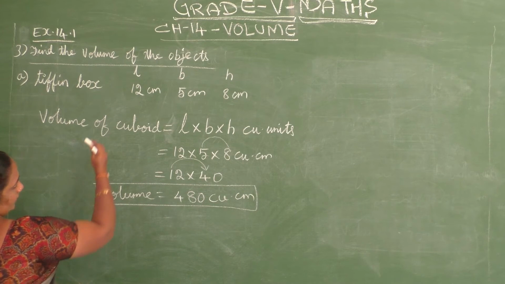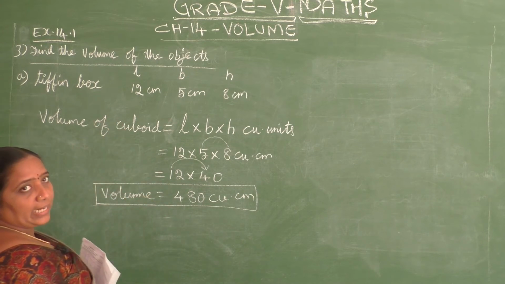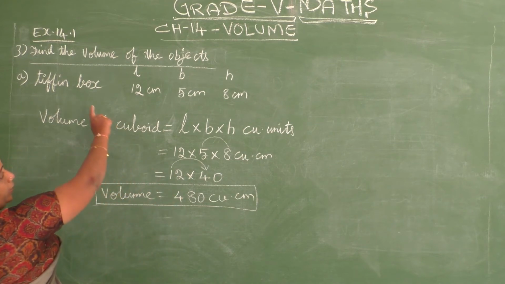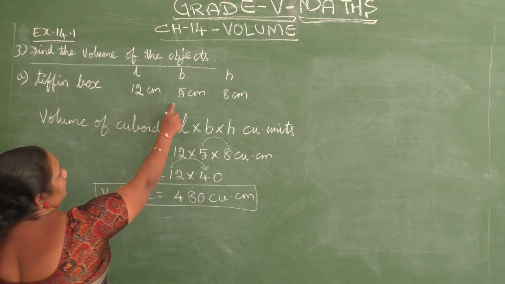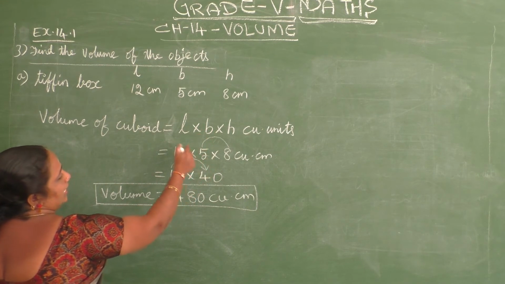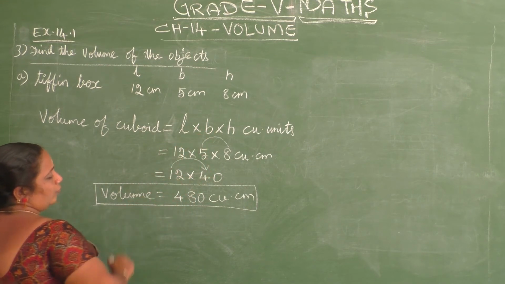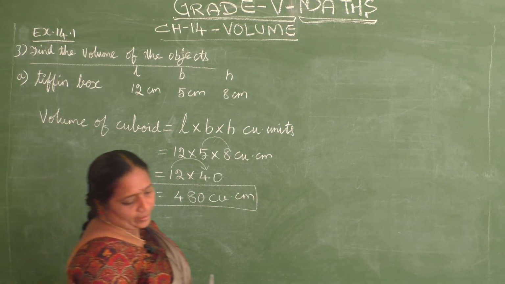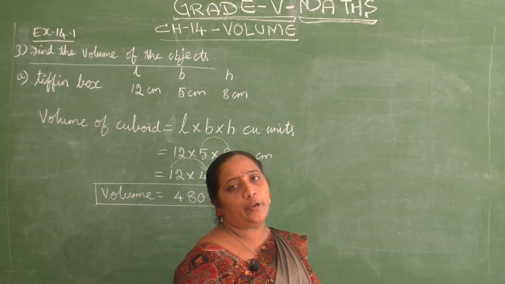So you write the sum in full form in your class book note. What I did: I took one tiffin box, measured the length, breadth, height, and afterwards applied the formula and found the volume of the tiffin box. Likewise, next I am going to find the volume of the sugar cube.